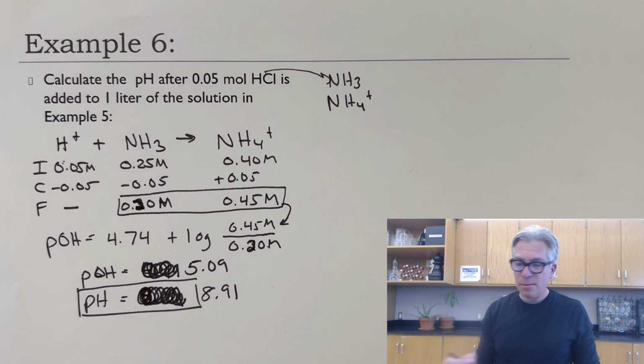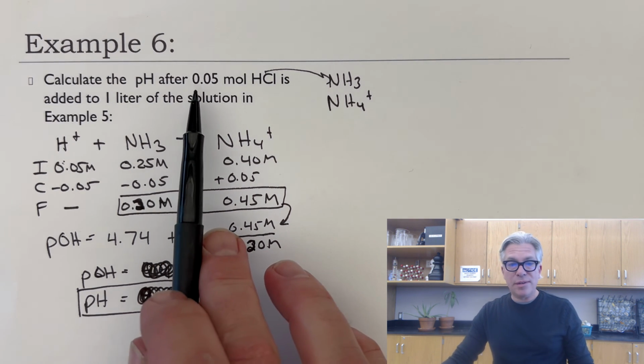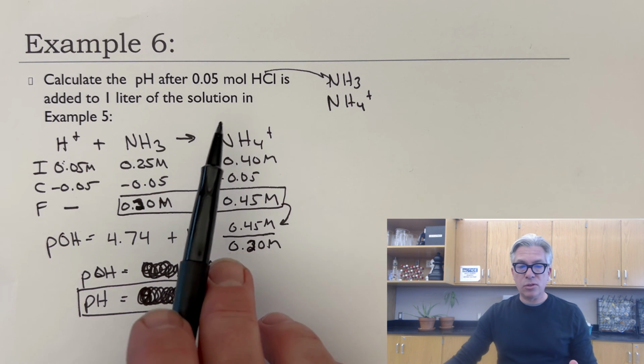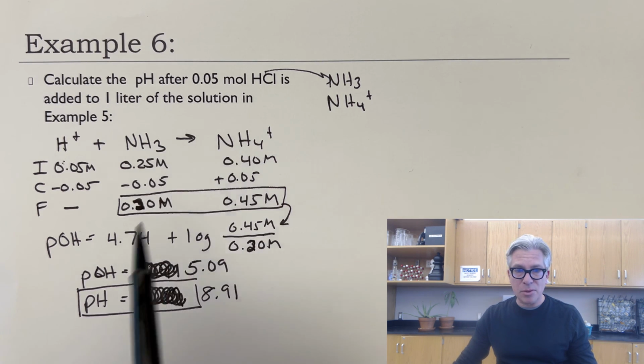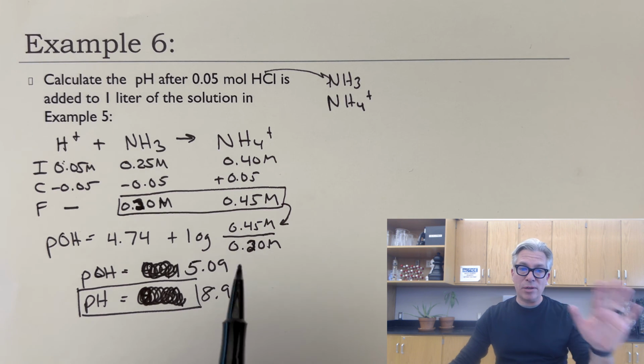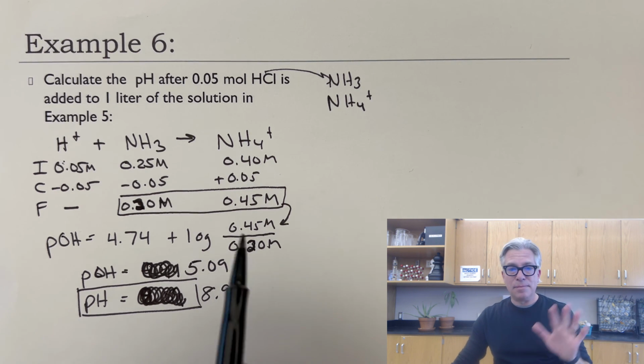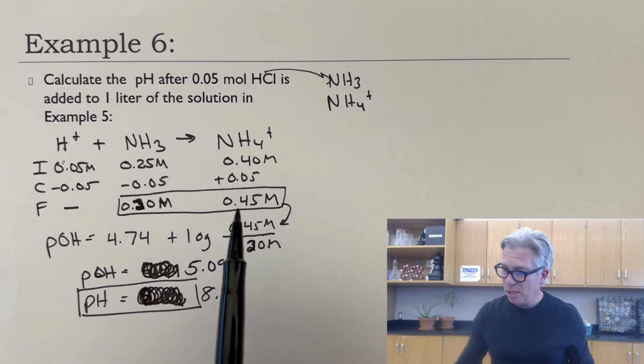And now let's calculate the pH after 0.05 moles of HCl is added to the 1 liter of the solution we just looked at with the ammonia and ammonium in it. Sorry about the scribbles. I had a little calculator misfire, but we corrected it. We're all fixed now. Try not to hate me too much.